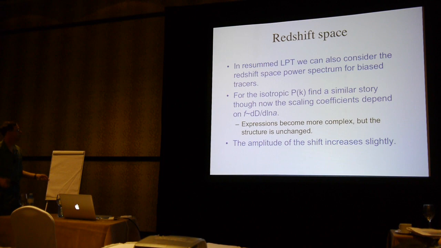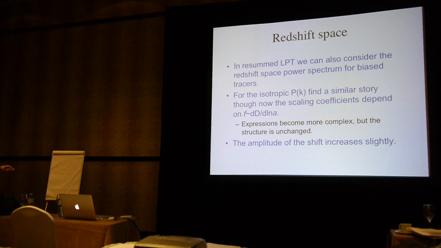You can do exactly the same thing in redshift space, not in Eulerian perturbation theory as easily, but in this resummed Lagrangian perturbation theory that Matsubara has developed, you can go in and do the redshift space power spectrum for biased tracers, and you can calculate the various moments of this. You find quite a similar story. I won't drag you through all the terms. There are many, many more of them now.